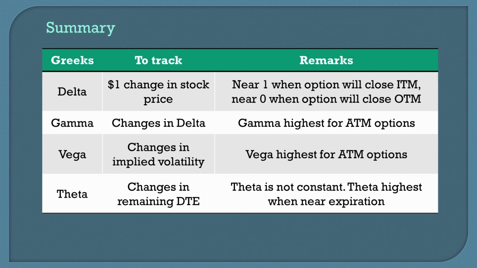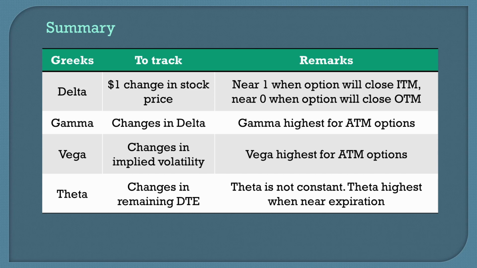Vega starts with a V, so it tracks the change in implied volatility, specifically for a 1% change in implied volatility. At the money options are the most sensitive to Vega because a small change in volatility can determine if at the money options will end up being in the money or out of the money. Lastly, Theta tracks the change in option prices based on the remaining days to expiration for the option. All options will experience time decay as they near expiration, and time decay is not constant. Theta will be larger as the option nears its expiration date.